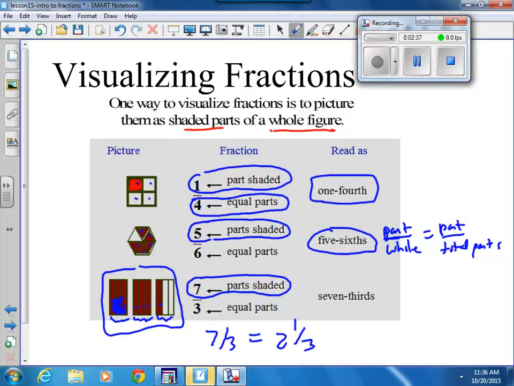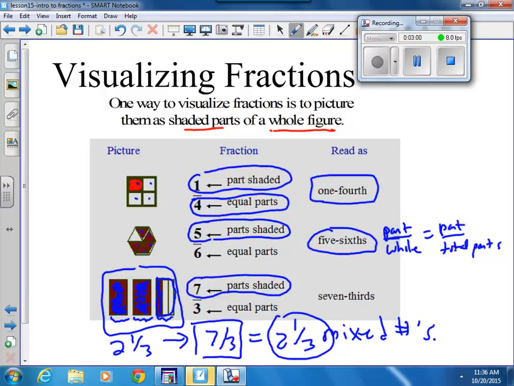So we've got one big block shaded, we've got another big block shaded, and then we've got 1/3 of this big block here shaded. So we have 2 1/3. So most people think in mixed numbers, and that's okay, more so than they do in improper fractions. So if you're looking at this saying, hey, that's 2 1/3, you're right. It's just that 2 1/3 means the same thing as 7/3. And if you forgot how to do that, we're going to talk about that in a moment.